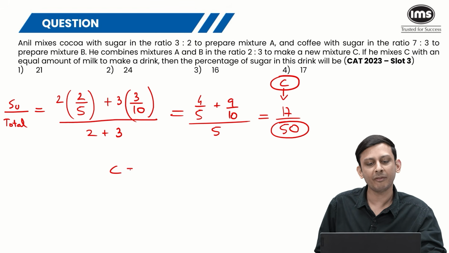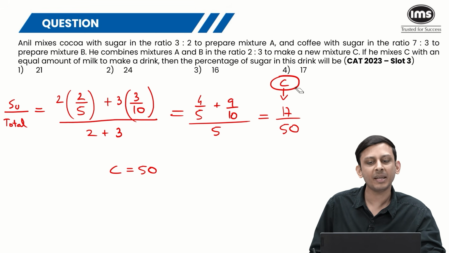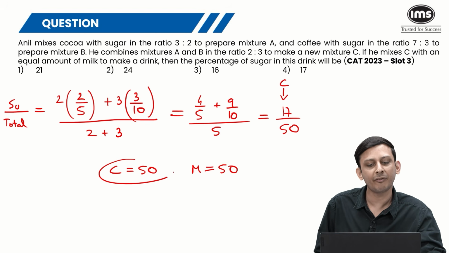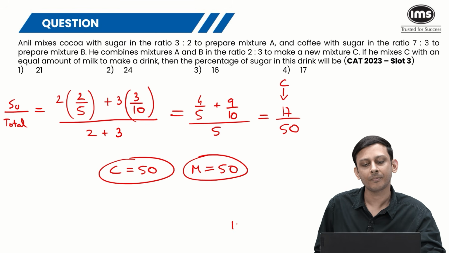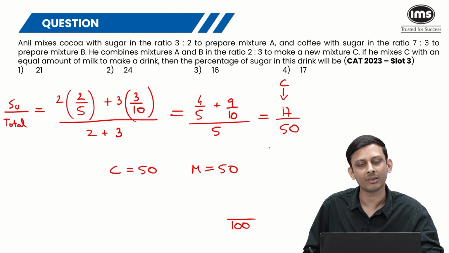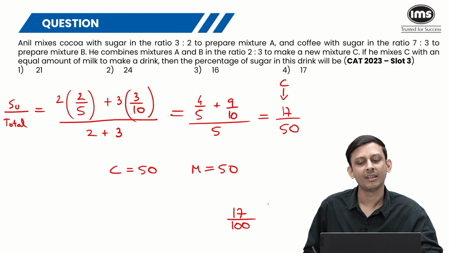So if we take C to be 50, then C is being mixed with an equal amount of milk. So here milk will also be 50. And therefore, we are getting a total of 50 plus 50, which is 100. Now, out of this 100, how much is sugar? Because we need the percentage of sugar. See, milk doesn't have any sugar. Nothing like that mentioned in the question. So only sugar will come from C, which is 17. Okay, so we'll have 17 units of sugar out of a total of 100 units. So 17 by 100, of course, gives us 17%, which is there in option 4.